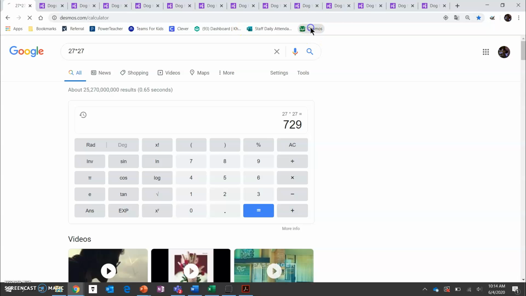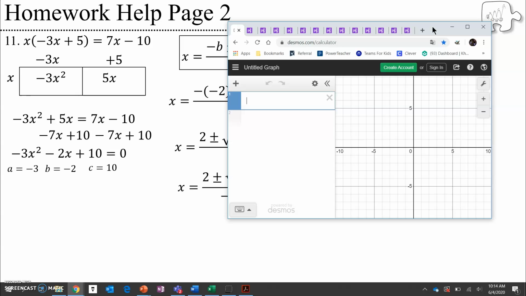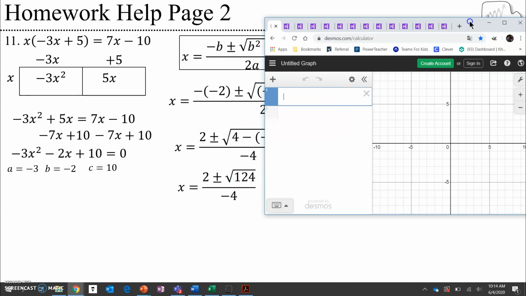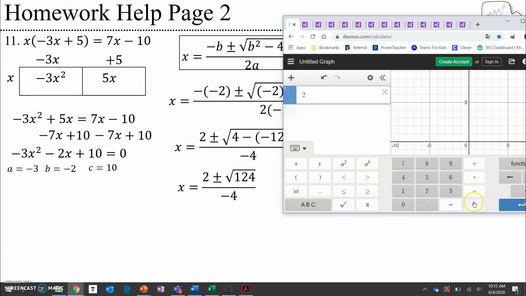Okay, so we could go to Desmos.com and just plug it in, right? 2 plus the square root of 124. And remember, we want that to be all over -4. We want to do it again.